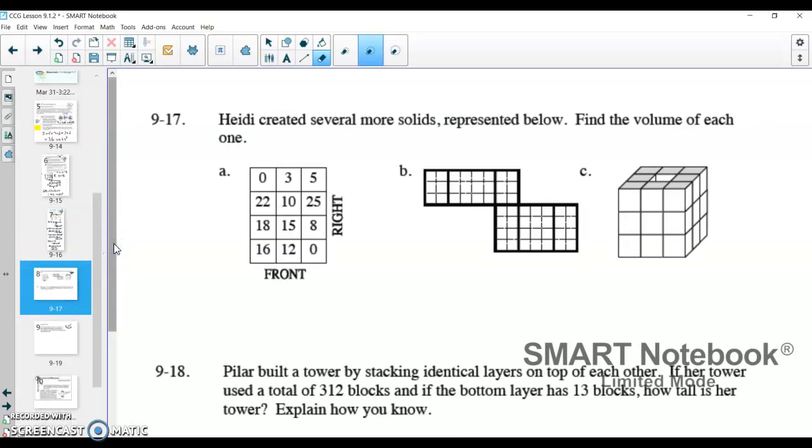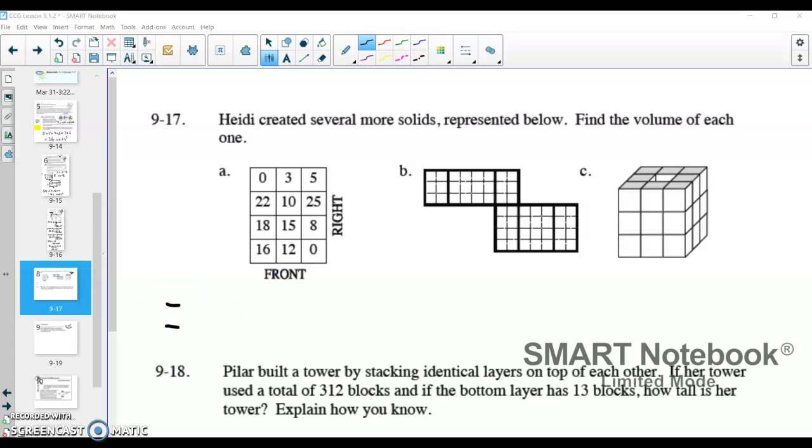Alright, we're going to find the volume of each solid here. And we're going to start with A. For A, I am just going to add up all the blocks that I have in this shape. And I think I'm going to do that on a calculator for time reasons.